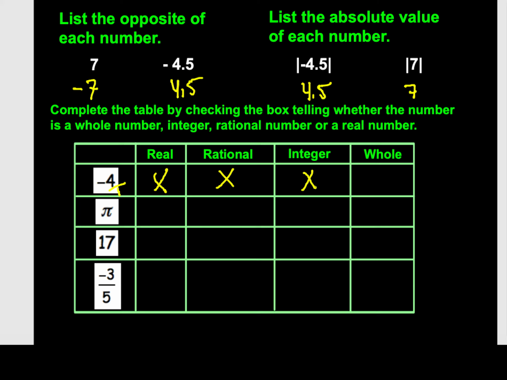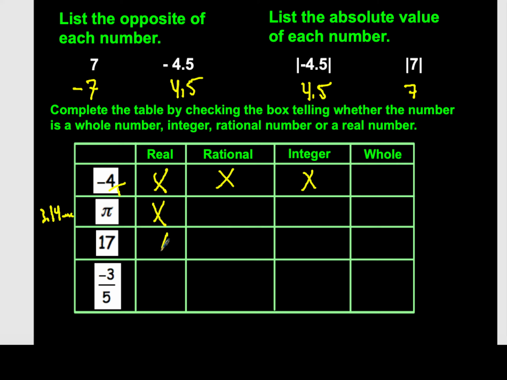Pi, remember, is approximately 3.14... Therefore, it's not a whole number. It's not an integer. Remember, neither of those can be decimals. But I would say that it's also not rational. Pi can't be written as a fraction, or at least a ratio of, integers or whole numbers. So I would say pi is just real. It's not even a rational number.